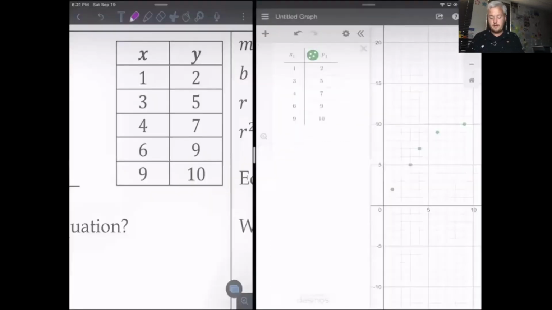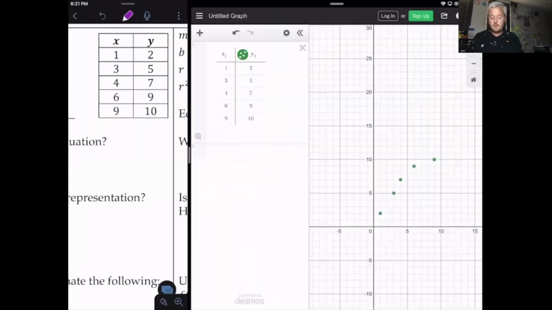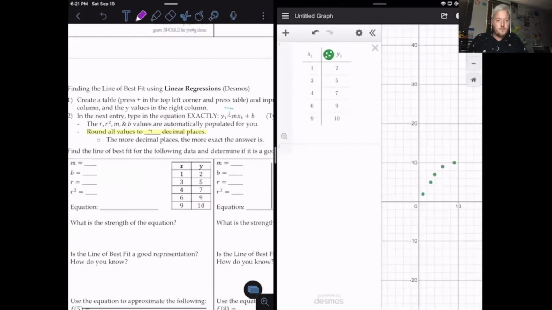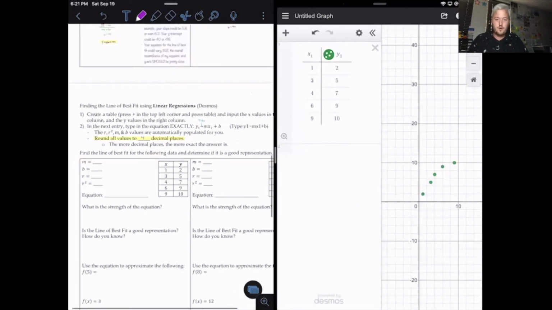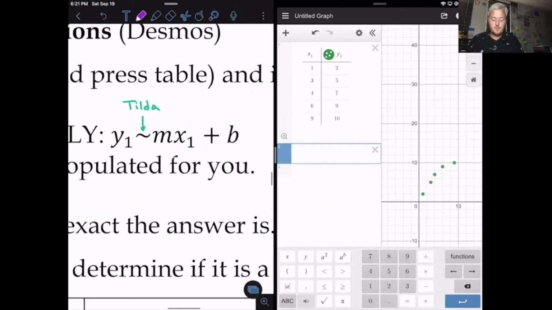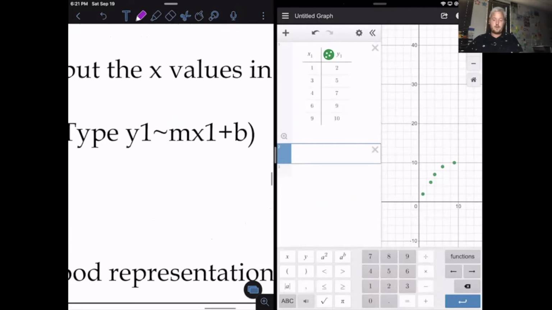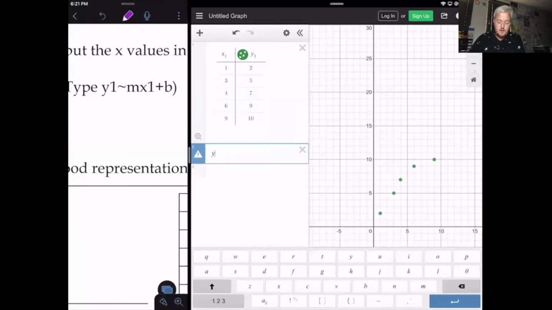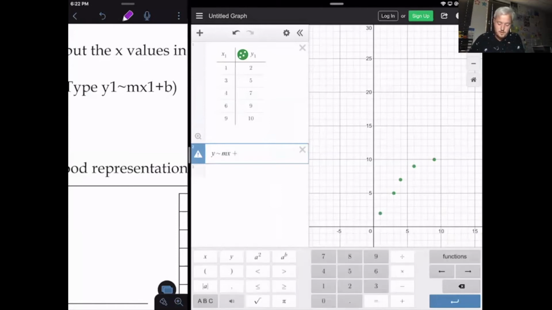It's not exactly a linear pattern, but we want to see what our line of best fit would be using technology. So once you get that, then we want to type in the next entry box right below. We want to type in y tilde mx plus b. So this is exactly what you want to type in here. So I'm going to type y, and to get to the tilde, let's expand this as much as we can. I'm going to go to the ABC in the bottom left, and tilde is down here. So I'm going to do a tilde, and then mx plus b.